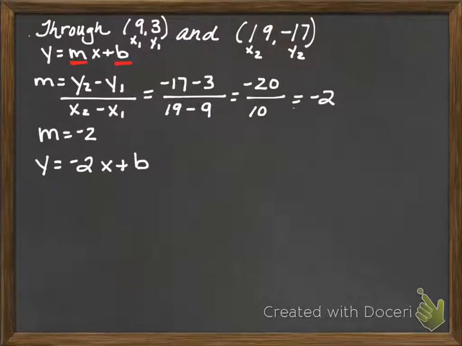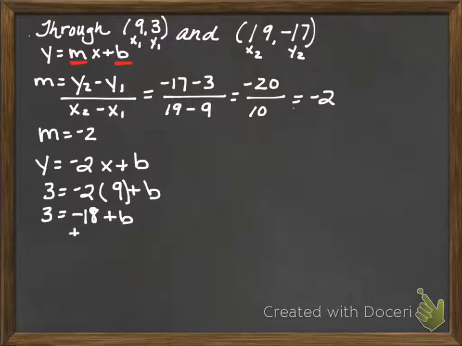So it's going to say, instead of y, I'm going to put 3 equals negative 2, and instead of x, I'm going to put 9, plus b. All right, so now we're just going to simplify. Negative 2 times 9 is negative 18 plus b. So then I'm going to add 18, and so then I'm going to get 21. So my b equals 21.